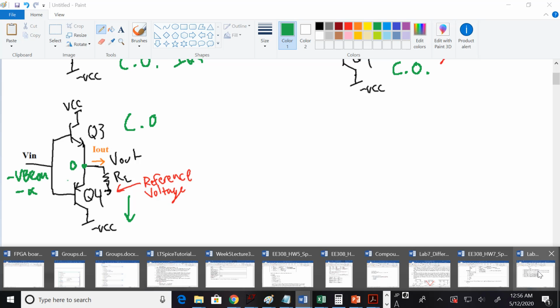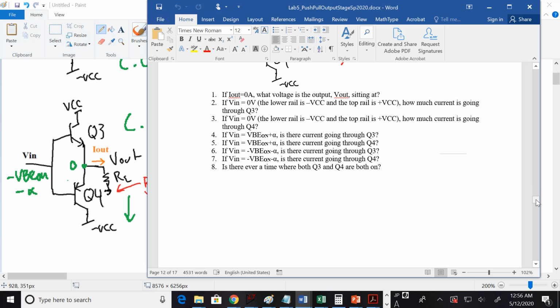So those are, this is the first version of the circuit.